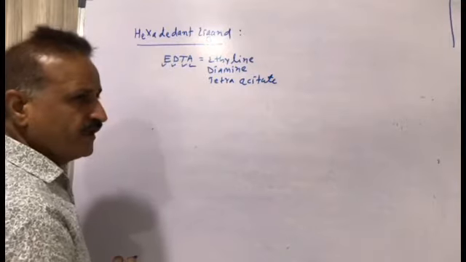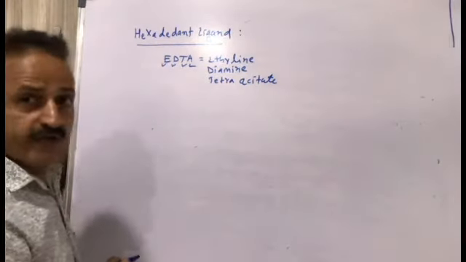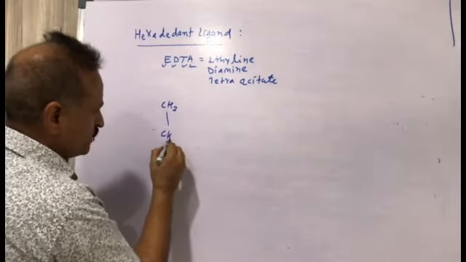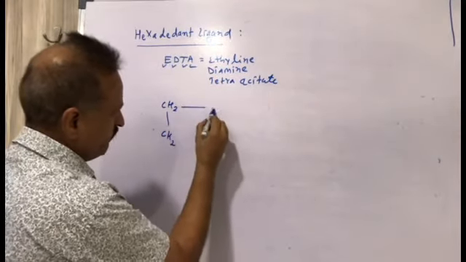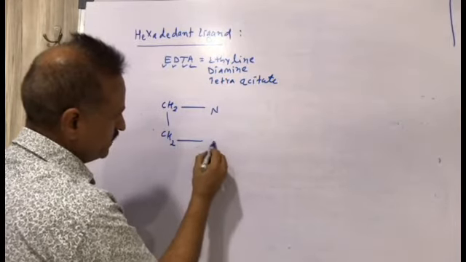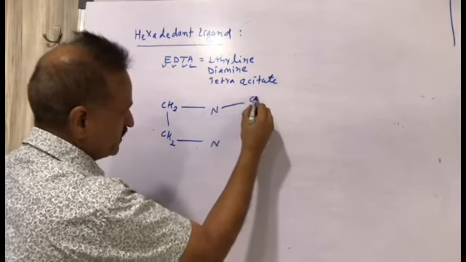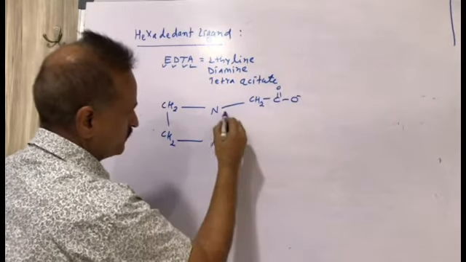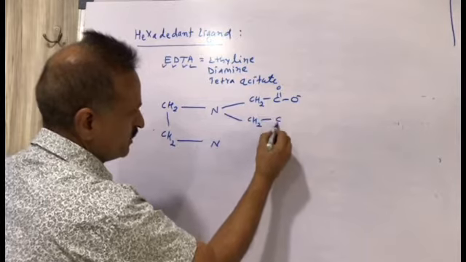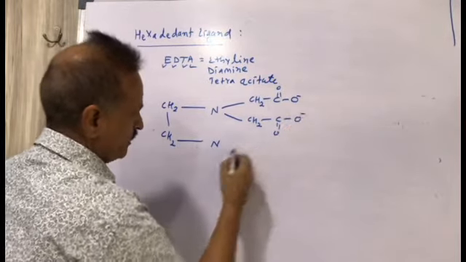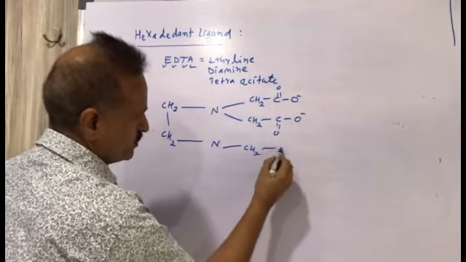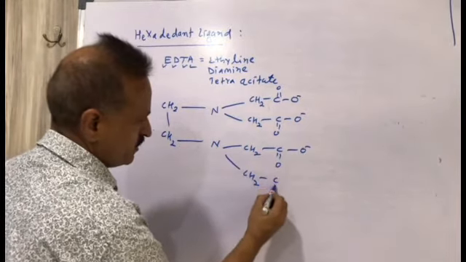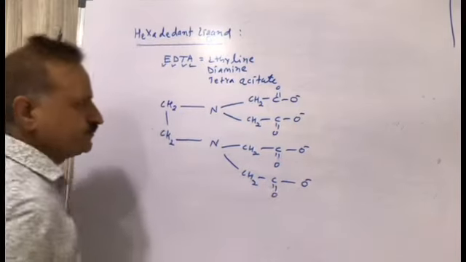So how can we make the formula of EDTA? Ethylene means CH2, CH2. This is ethylene. Diamine means N and N. And tetraacetate means CH2, C double bond O and O minus. Same way, CH2, C double bond O, O minus; CH2, C double bond O and O minus; CH2, C double bond O and O minus.